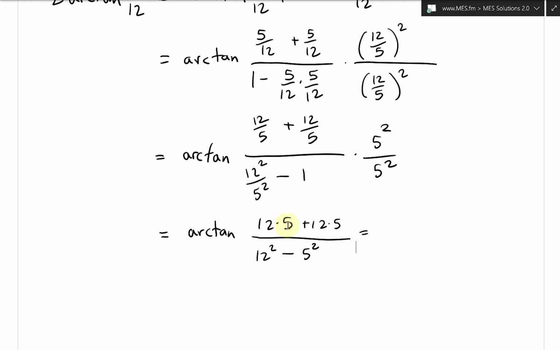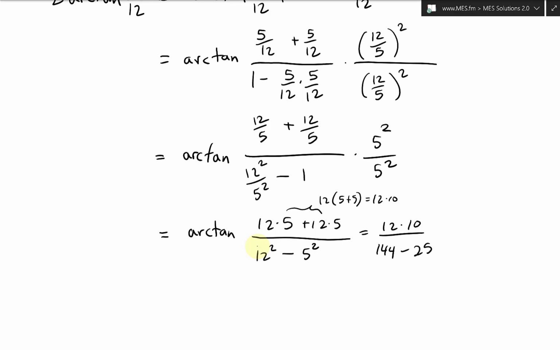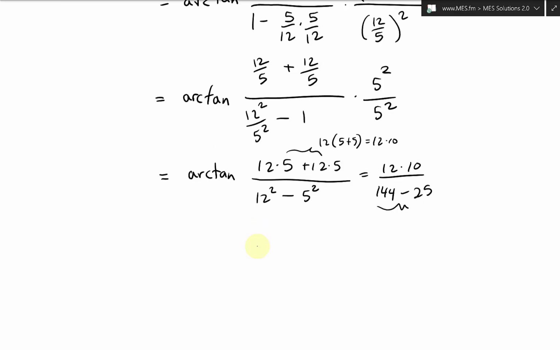So this 12, this 12 times 5, you could factor out the 12s. So then this is, let's put it like this, 12 over 5 plus 5 equals 12 over 10. Yeah, so we'll just write this completely down. So 12 times 10 over this one here, 12 squared is 144, so recall that. And then minus 5 squared is 25. So the only thing we need to do is, right here, this is 144, and this part here is 120 there. 144 minus 25.